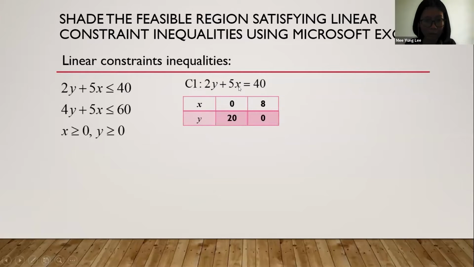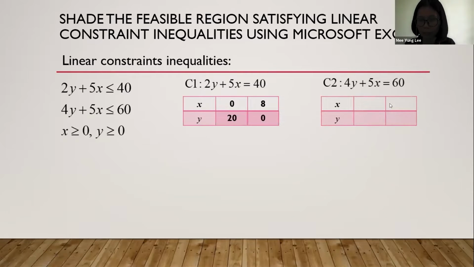When x is equal to 0, I will get the y value 20. And when y is equal to 0, I will get the x value of 8. Okay, meaning that the y-intercept is 20, the x-intercept is 8. Okay, and then for the second linear constraint, represented by the equation of 4y plus 5x is equal to 60, again, I do the calculation for the x and y-intercept.